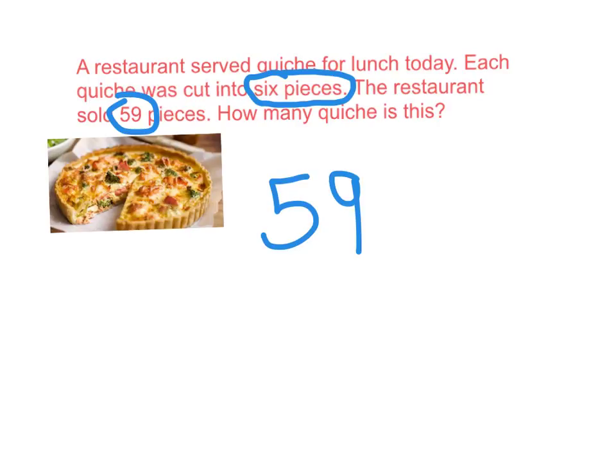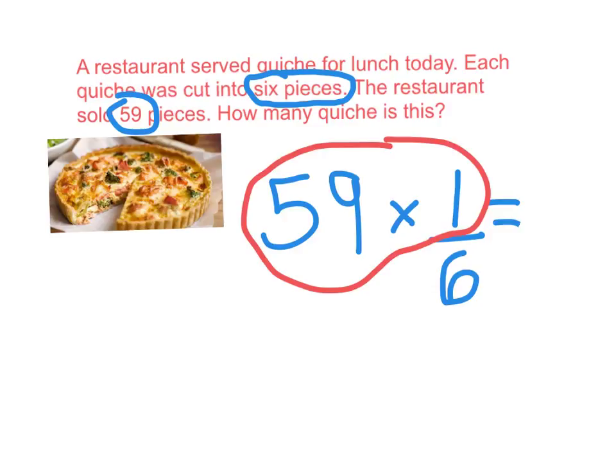Now be careful here. There was a number word. It wasn't a number, but it was a word number. So we still have to circle those word numbers. And I know each quiche was cut into 6 pieces, so I want to multiply times 1/6 because it was cut into 6 pieces. Okay. So to solve this, I'm going to multiply the whole number times the numerator. That gives me 59. And put it back over the denominator, which is 6.